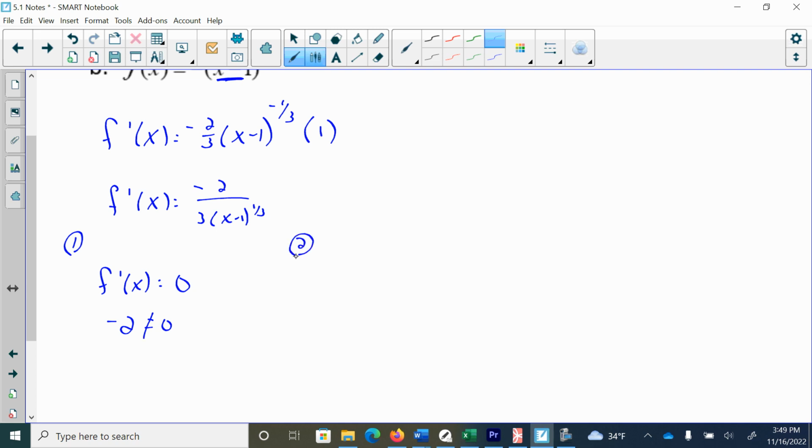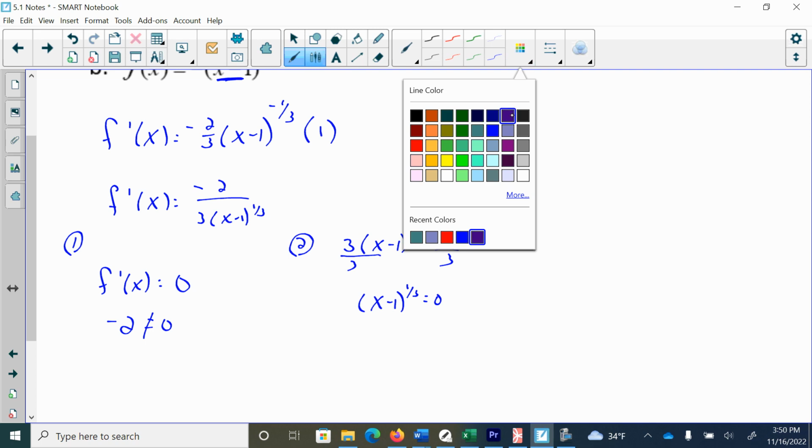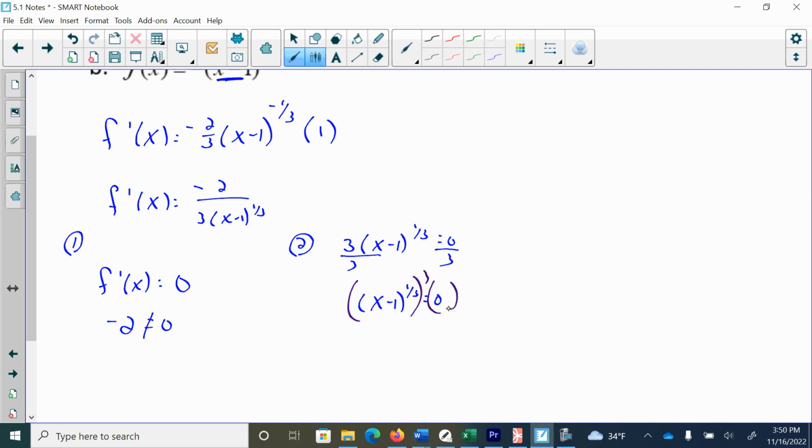The second time is when this function is undefined, when this derivative is undefined, and that's going to be when my denominator is equal to 0. So I am going to solve this. Divide both sides by 3, and I get x minus 1 to the 1/3 power is equal to 0. Technically, to get rid of that fractional power, I'm going to raise both sides to the 3rd power, which will be x minus 1 is equal to, well, 0, right? Any power of 0 is just 0. So then I'm going to have x minus 1 is equal to 0, add 1 to both sides, and I am going to get x is equal to 1.